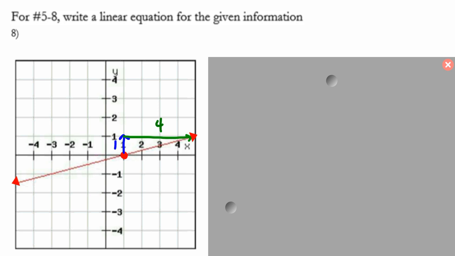So 2 points that stood out to me was the x-intercept at 1, 0, and then my point at 5, 1. And I'm going up 1 and to the right 4 to get to my next point. And again, I could see that I had this point here as well, negative 3, negative 1, up 1 and to the right 4 to confirm my slope. So I could use my point negative 3, negative 1, my point 1, 0, my point 5, 1 to write the equation in point-slope form.